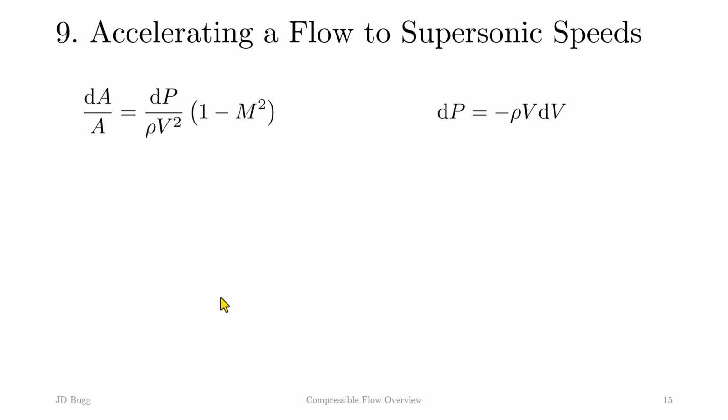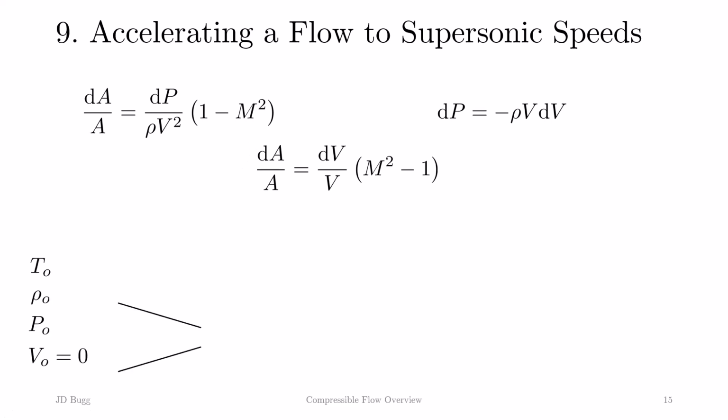Here we have two equations we've looked at already. One relates changes in area to changes in pressure, and the other relates changes in pressure to changes in velocity. We can combine these to get one that relates changes in velocity to changes in area. Let's discuss what the duct needs to look like to get a supersonic flow. Here we assume we are starting with a stagnant gas. The way we denote the properties of a stagnant fluid is with a not subscript.